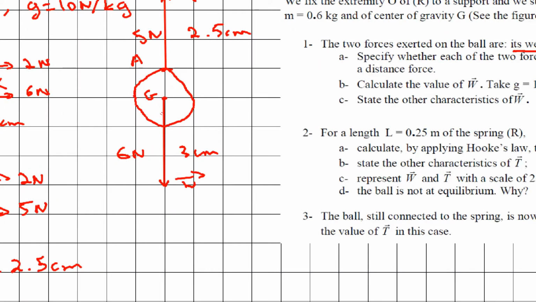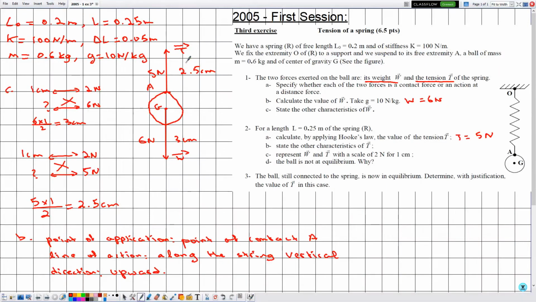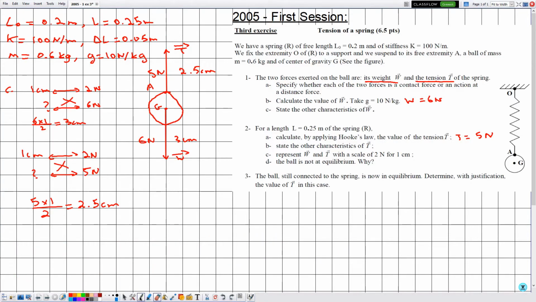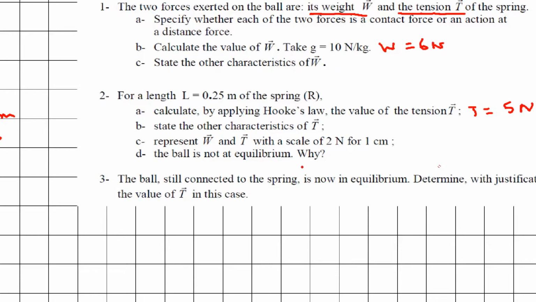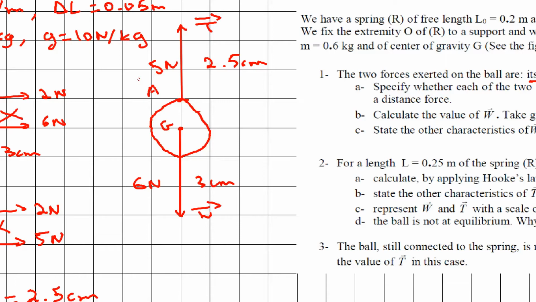Now here the vector W is given by 3 centimeters, 1, 2, 3. And the vector T is of length 2.5 centimeters. Now in part D they are telling me the ball is not at equilibrium. Why? Notice that here both vectors W and T don't have the same magnitude. In order for the ball to be at equilibrium, both forces must have the same line of action. Okay, here they have the same line of action, opposite direction, but they don't have the same magnitude.